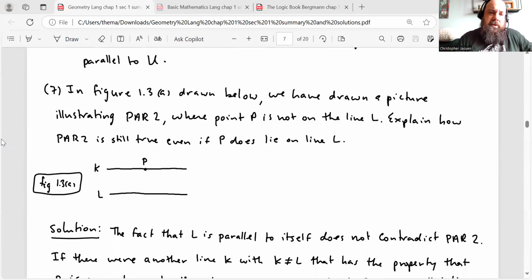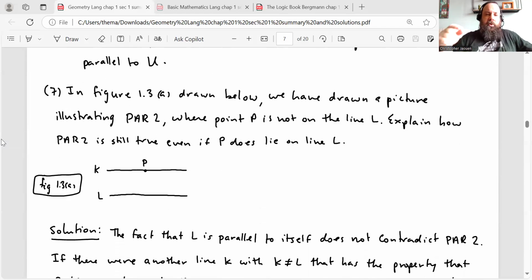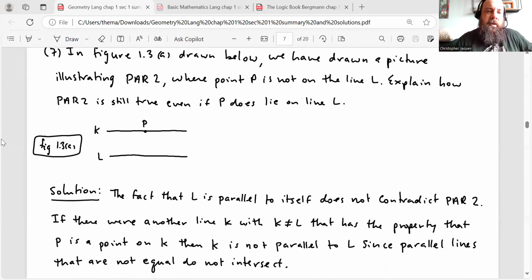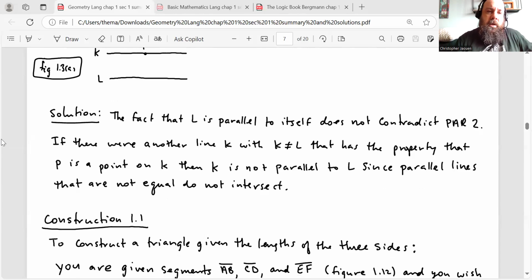All right, question seven. In figure 1.3a, which I have drawn down below, we have drawn a picture illustrating part 2, where point P is not on the line L. Explain how part 2 is still true even if P does lie on the line L. All right, so here's my answer. The fact that L is parallel to itself does not contradict part 2. If there were another line K, with K not equal to L, that has the property that P is a point on K, then K is not parallel to L, since parallel lines that are not equal do not intersect.